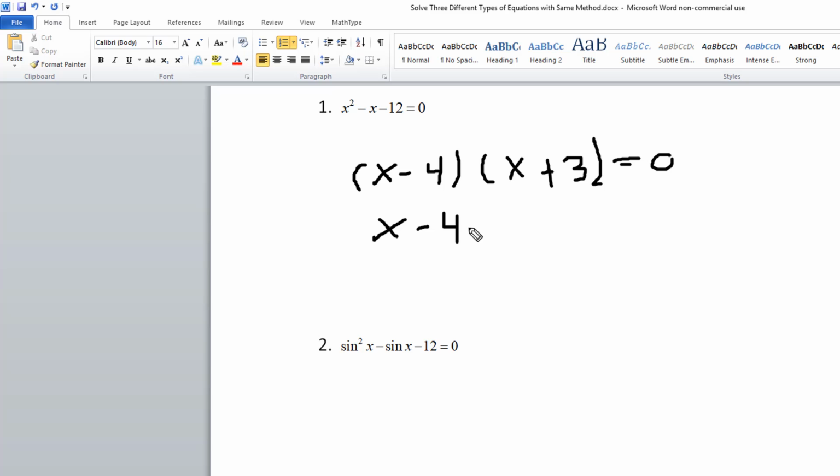So this means that x minus 4 could be 0, or x plus 3 could be 0. Solving each of those two equations for x, the first one we get x equal to 4. And the second one we get x equal to negative 3. So the solution to the quadratic is x equal 4 or x equal negative 3.